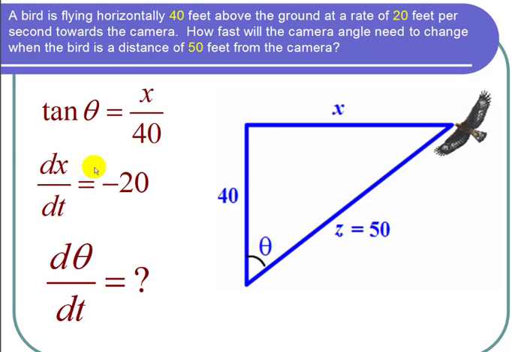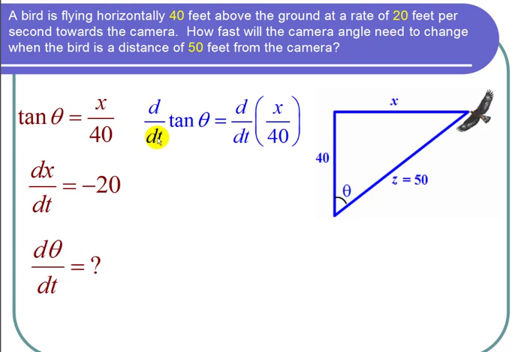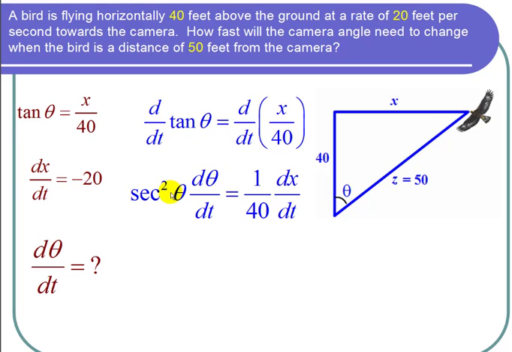So now I'm going to introduce some derivatives. I'm going to implicitly differentiate tangent of theta equals x over 40. And I get d over dt of tangent of theta is equal to d over dt of x over 40. Now the derivative of the tangent is secant squared. And since the variables don't match, I need to write secant squared of theta times d theta over dt. Similarly, the derivative of x over 40 is 1 over 40, but then I need to multiply by dx dt because the variables don't match.